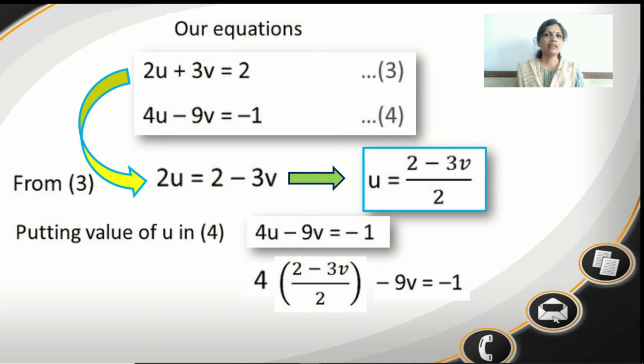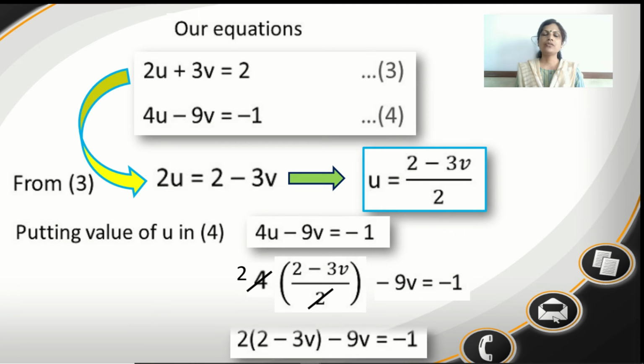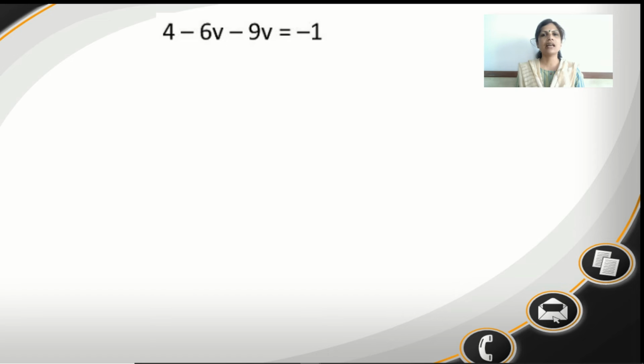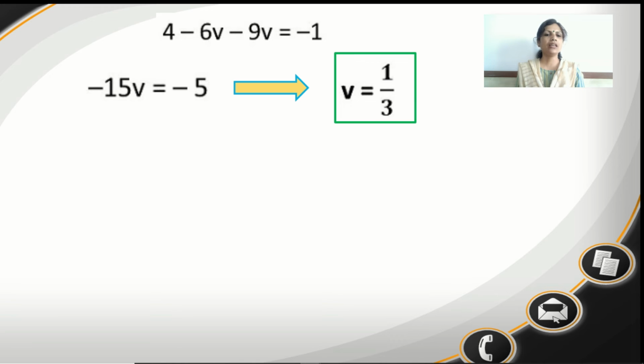So here we can cancel this 2, and 2 2s are 4. So what are you left with then? 2 in the bracket 2 minus 3v minus 9v is equal to minus 1. Let us solve this, and we are getting 4 minus 6v minus 9v is equal to minus 1. Still we need to simplify this to get the value of v. So minus 15v is equal to minus 5. We can cancel minus minus from both the sides. So we're left with v is equal to 1 upon 3.